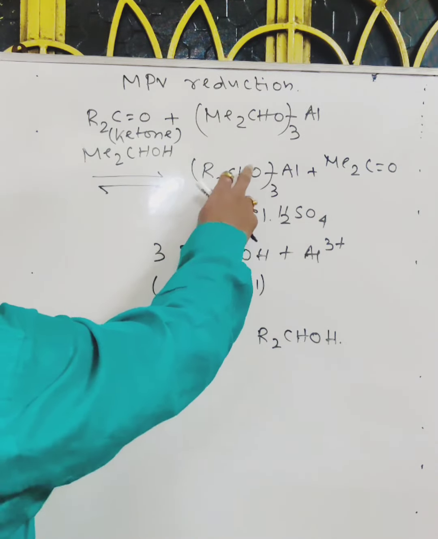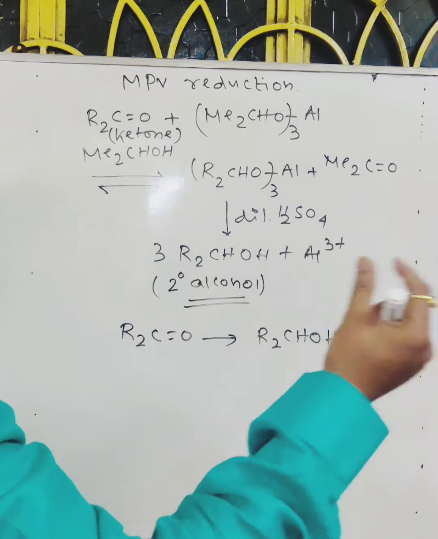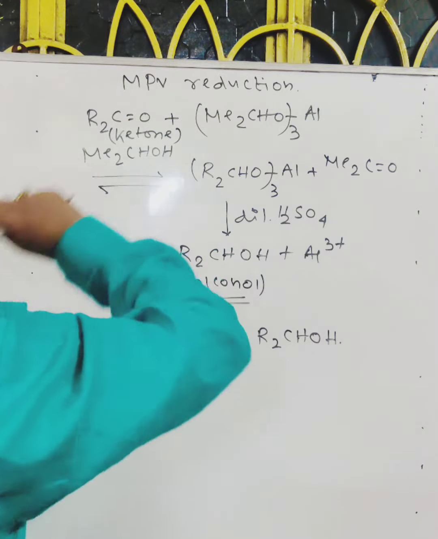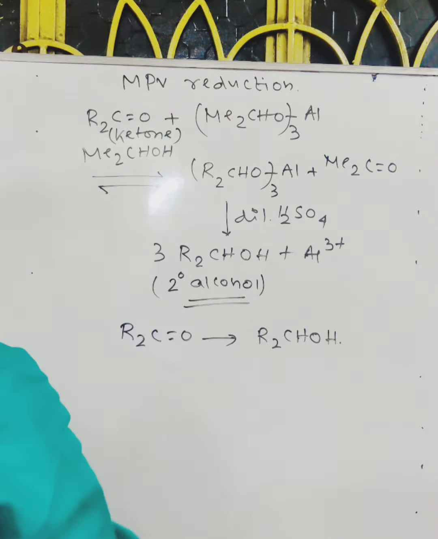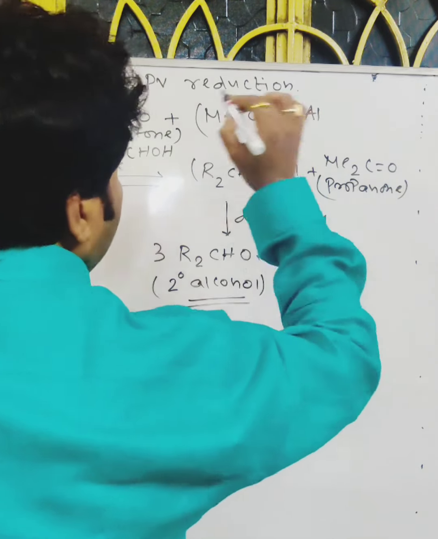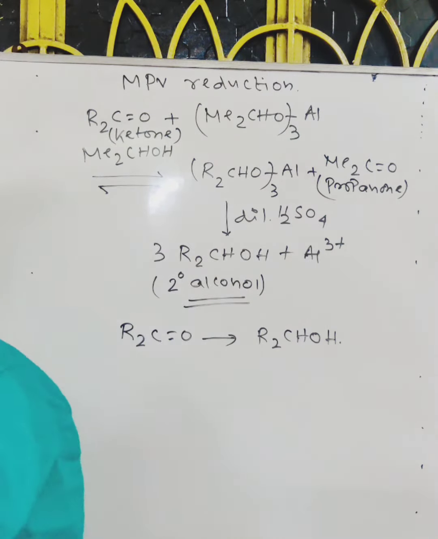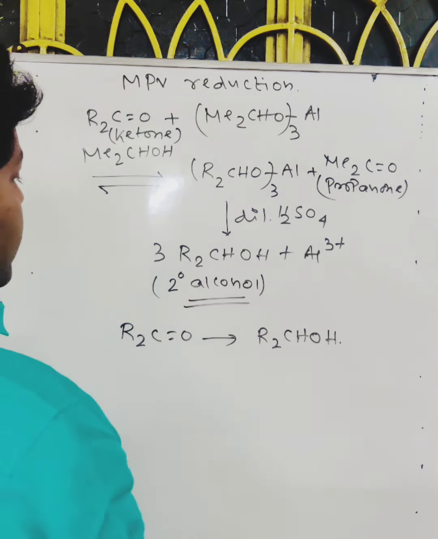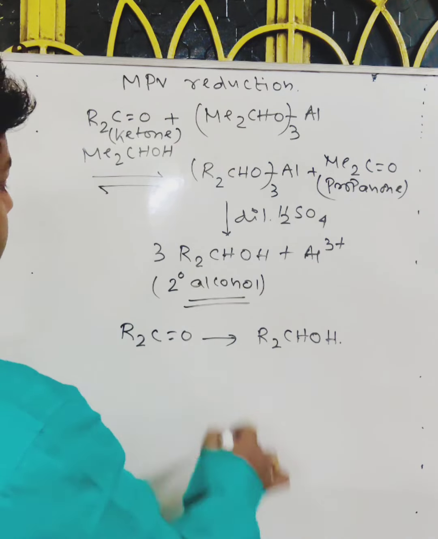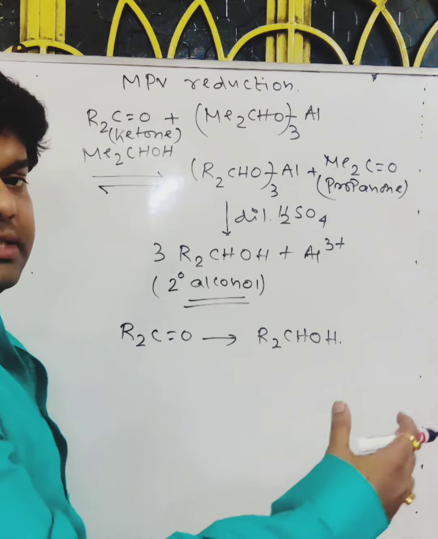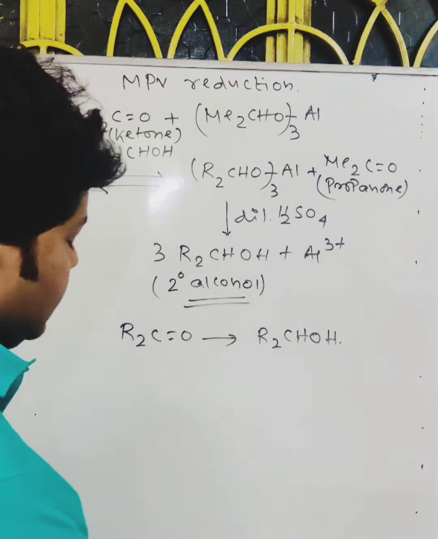It will give you R2CHO whole 3Al. Just try to remember in this way that we are going to replace the Me, means it is an exchange kind of thing, right? So it is giving you R2CHO whole 3Al plus Me2CO. Me2CO is what? Obviously propanone or acetone as you say. And now if you hydrolyze this in the presence of acid, generally we prefer to use dilute H2SO4 here, it is giving you the R2CH, that is the 2 degree alcohol, right? And the aluminium ion, it will give you aluminium hydroxide.